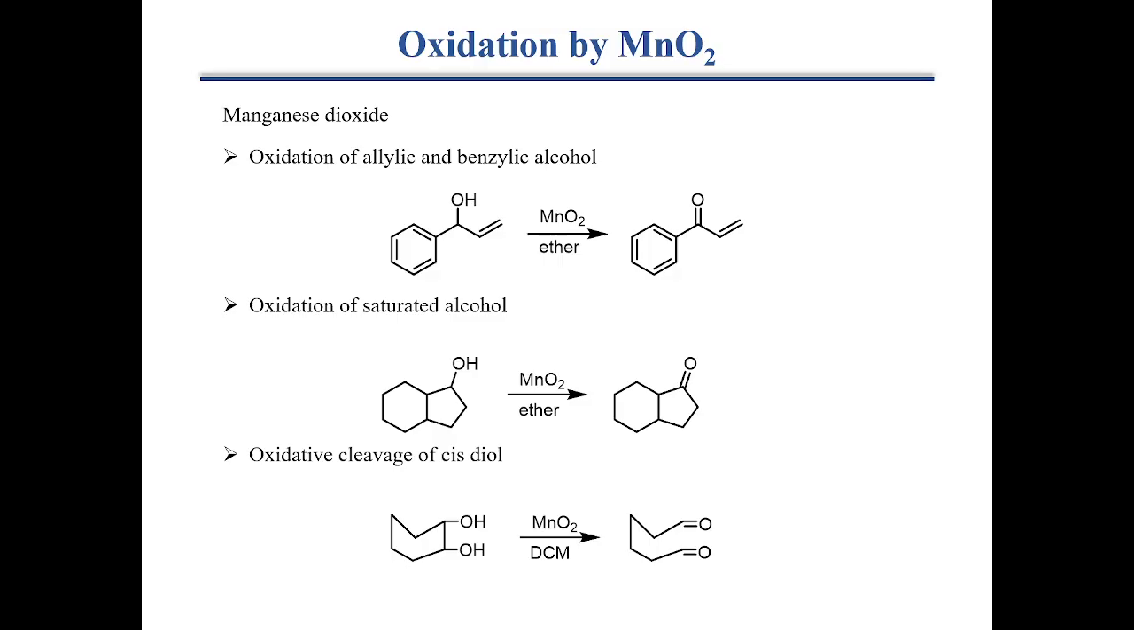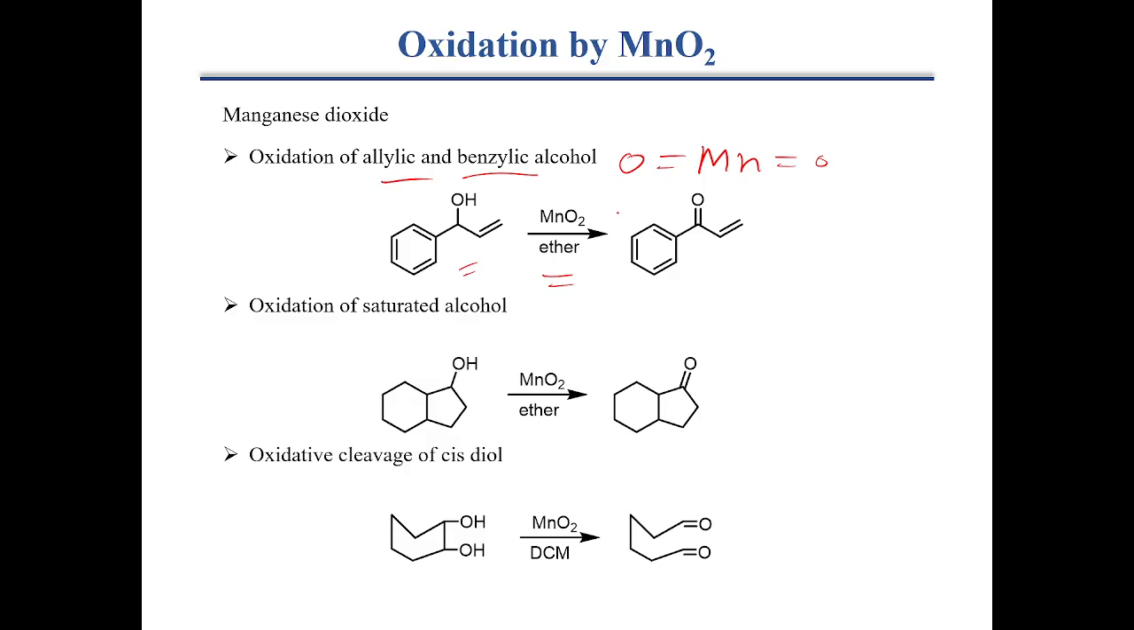Next we will discuss manganese dioxide mediated oxidation. The structure of manganese dioxide is this one. In these cases, a radical mechanism happens for the oxidation of any allylic or benzylic alcohol. So this is the benzylic alcohol, a benzylic vinyl alcohol. In the presence of MnO2 in dry ether, it is oxidized to ketone.